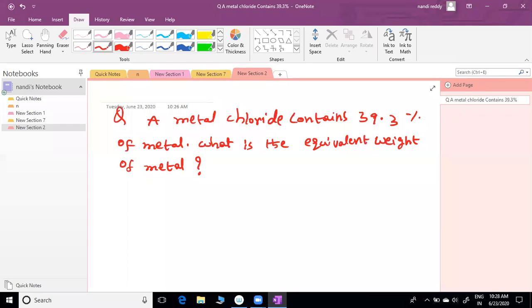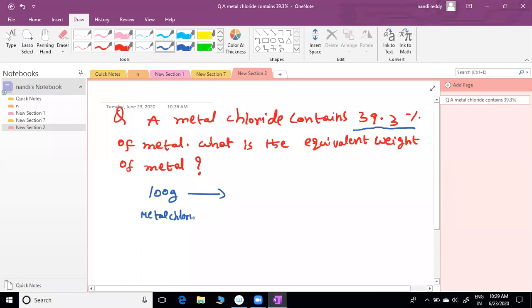Correct answer, sir. 22.9, or 23 also you can give. Here it is given, just look at this one, very simple. Given percentage means 100 grams of metal chloride contains 39.3 grams of metal. Is that correct?